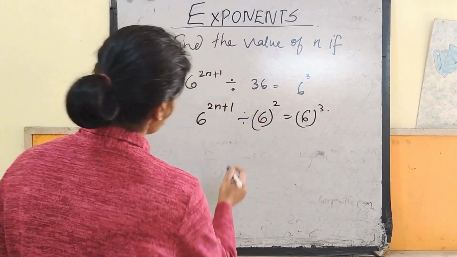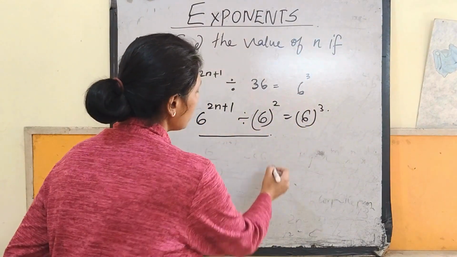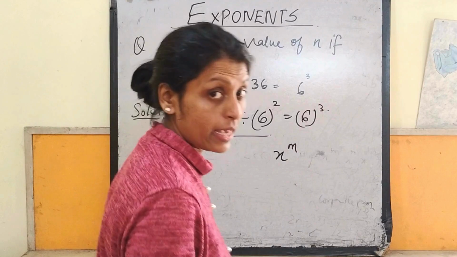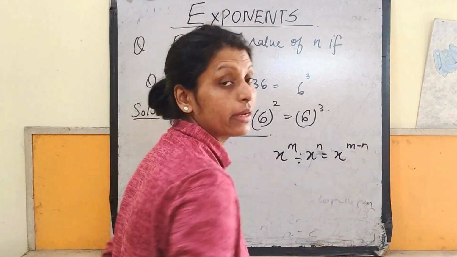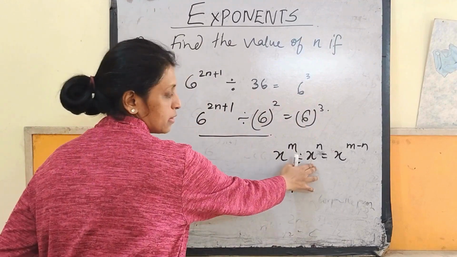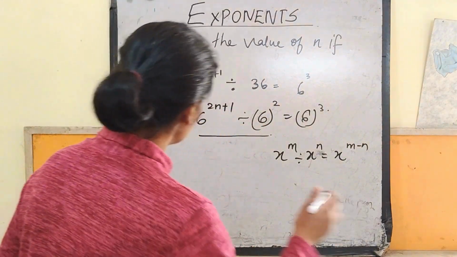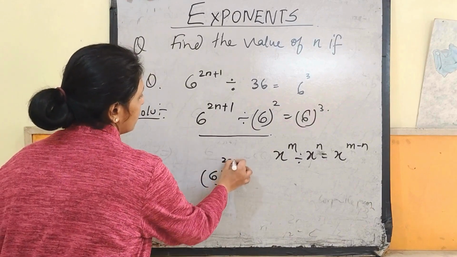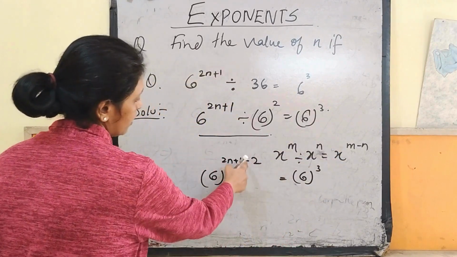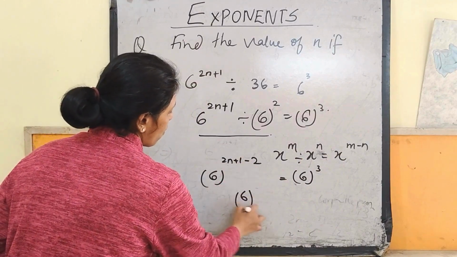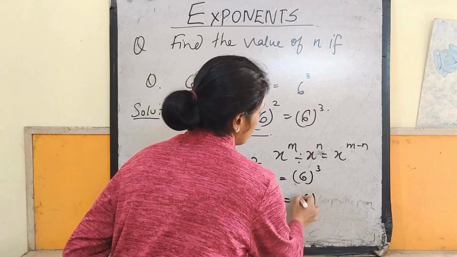Now what we can do? Here we have to apply the laws of exponents. Which law we have to apply? We have to apply x raised to power m divided by x raised to power n is equal to x raised to power m minus n. It means when the bases are same and the operation of division is there, the powers get subtracted. So here it will be 6 raised to power 2n plus 1 minus 2 is equal to 6 raised to power 3. Now 1 minus 2 is minus 1. So it will be 6 raised to power 2n minus 1 is equal to 6 raised to power 3.